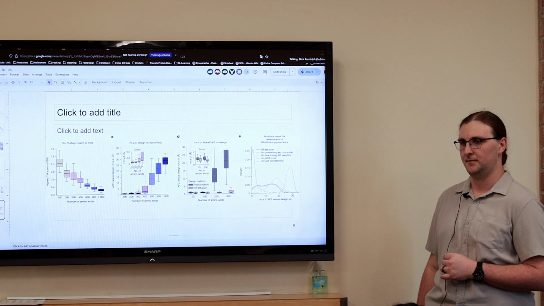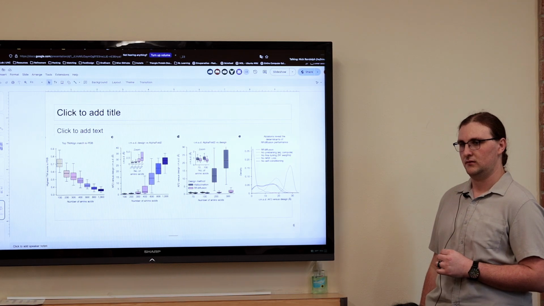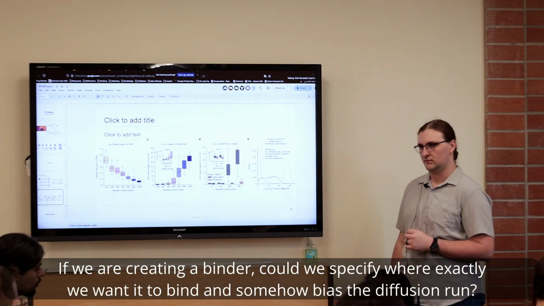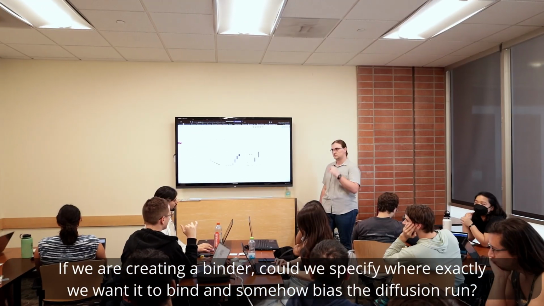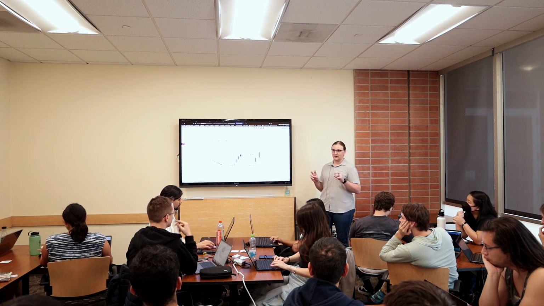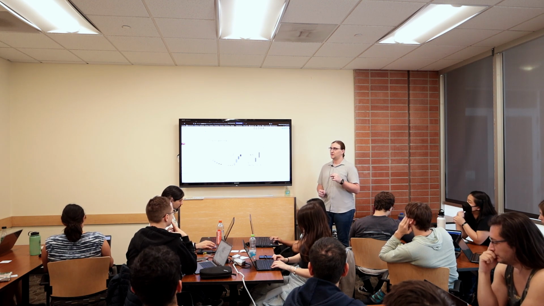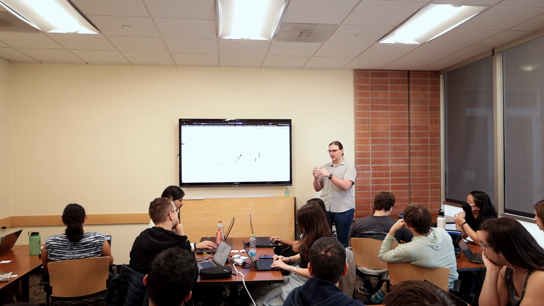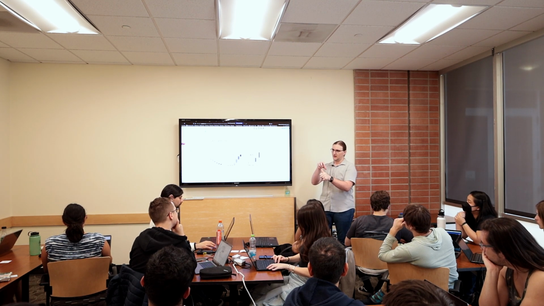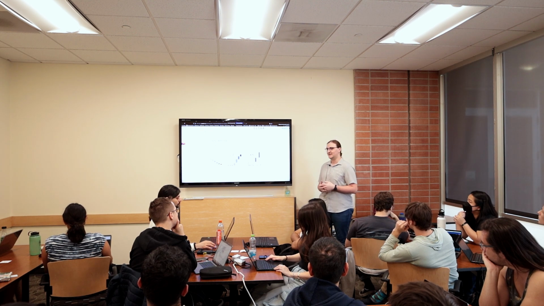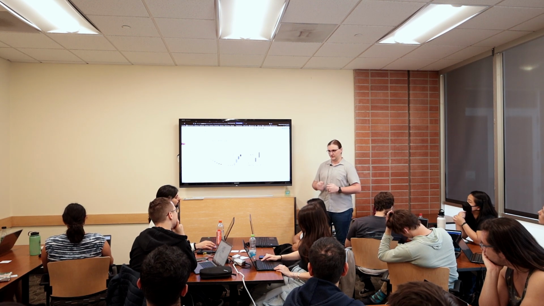Yeah. So maybe this is premature, but if we're creating a binder, could we specify where exactly we want it to bind and somehow bias the diffusion, in RFdiffusion? Yeah, so that's the hotspot residues that we're going to be using. They tell the model that these are the residues at the epitope we are interested in, and to make sure to create something that can contact those. It doesn't always listen, but that's the idea. You bias it towards those positions.